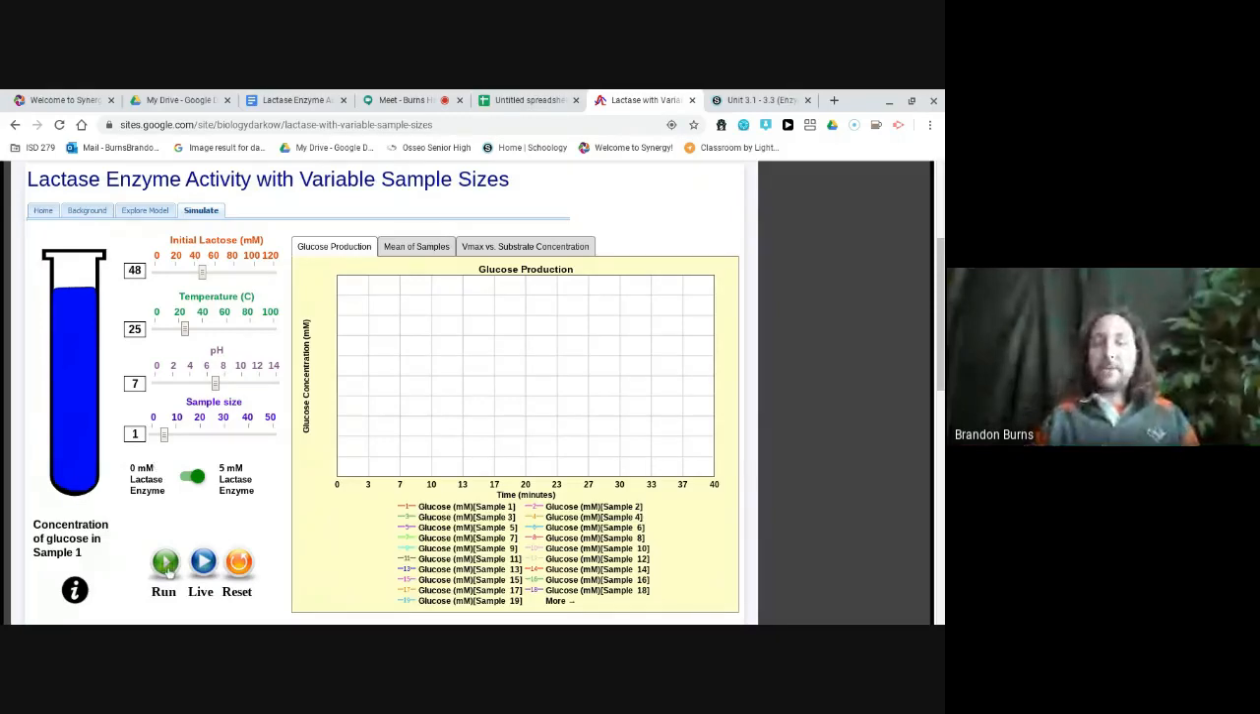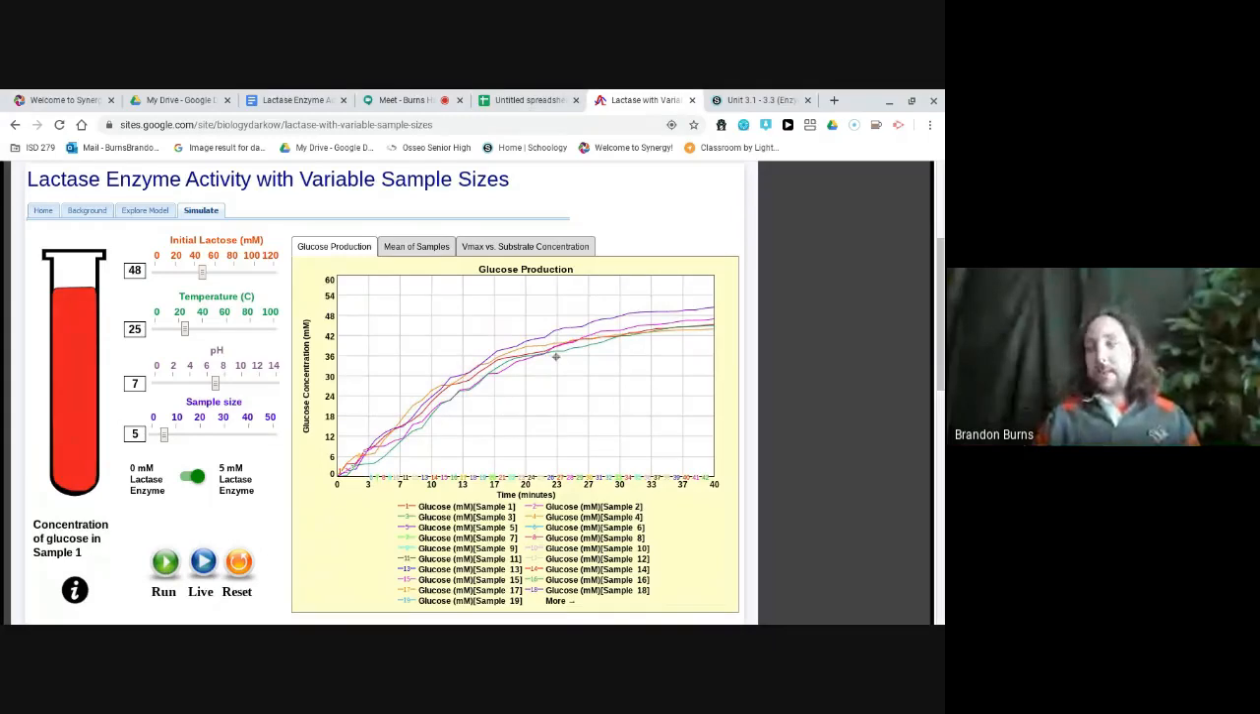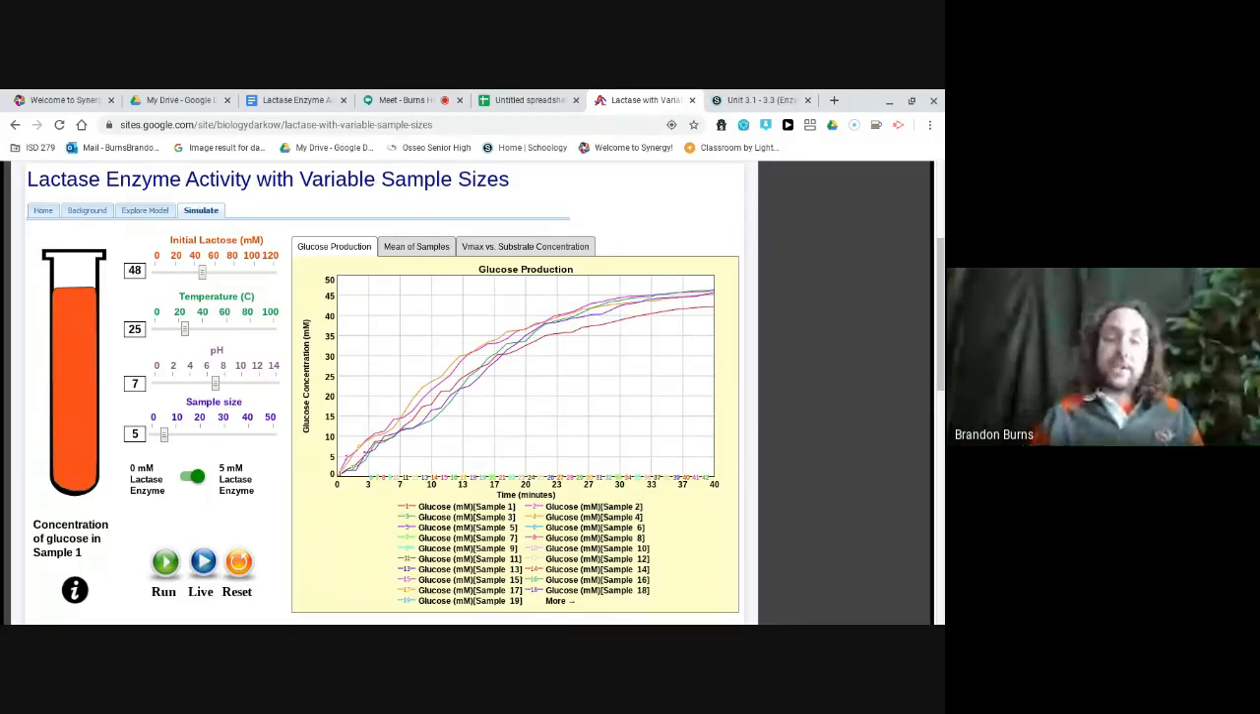So if I run this, you're going to see 5 lines appear on the graph, which represent 5 different trials. And you'll notice there's some variation, but they all follow the same kind of trend. If I was to run it again, I would get 5 other lines, which aren't exactly the same as the first 5. So there's variation, right? Which is great because that's real world.